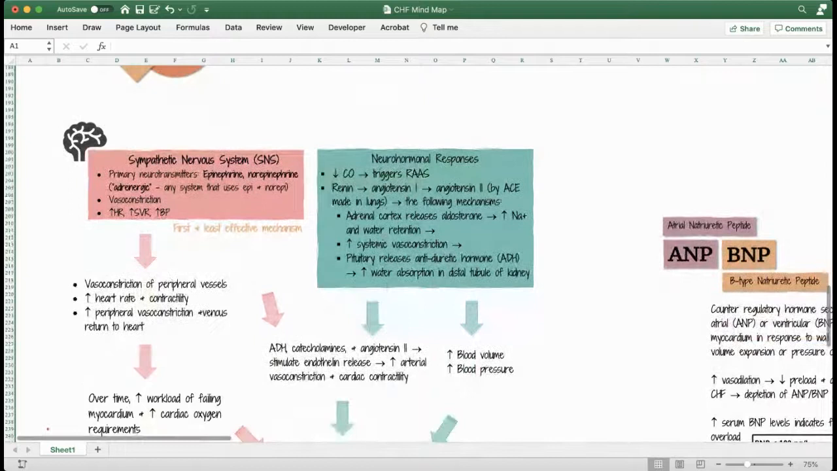So the body will compensate first by kicking in the sympathetic nervous system. If you remember from the video on hypertension, we went through what the sympathetic nervous system does. It sends epinephrine and norepinephrine to the heart to kick those beta receptors into gear. And those beta receptors cause vasoconstriction, an increase in heart rate, an increase in systemic vascular resistance, and an increase in blood pressure. So it's just your body's fight or flight response to the fact that we're not getting enough blood coming out of the heart.